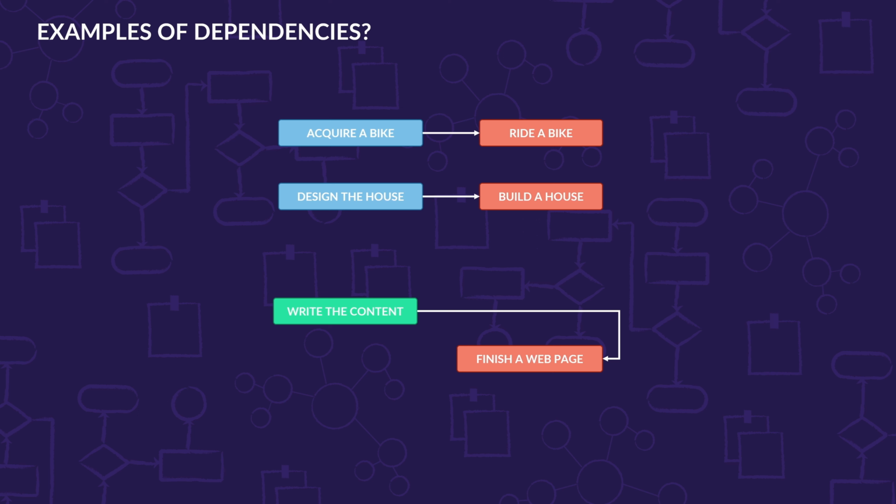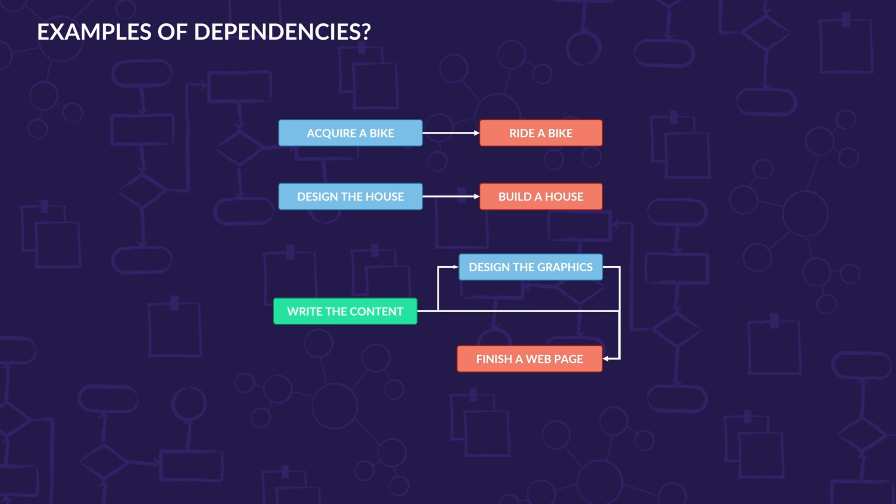Now, you notice here that the content for the web page arrow is pointing to the end. So the content only has to be done before the web page is finished. I can actually start the web page before I've written all the content. I can design the graphics, right? And I can do them in parallel with working on the page. So the arrow is pointing to the end here.